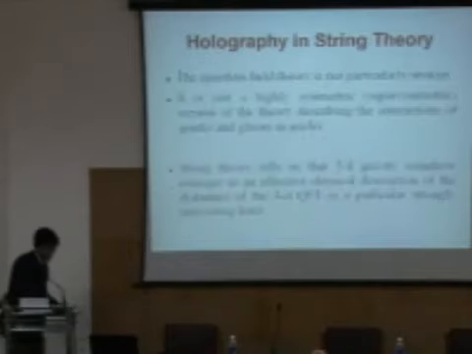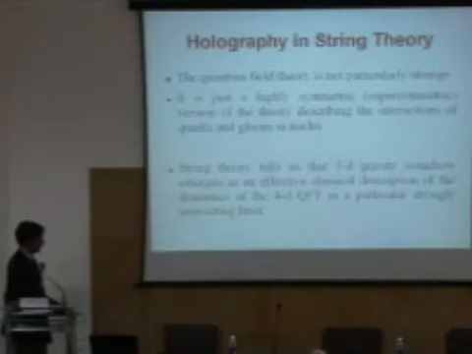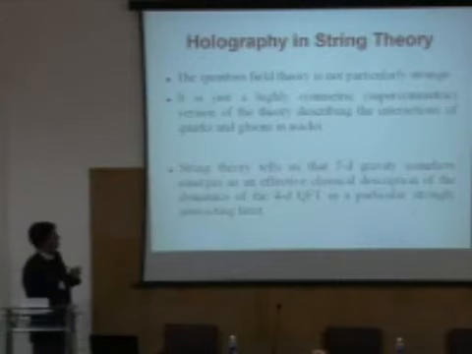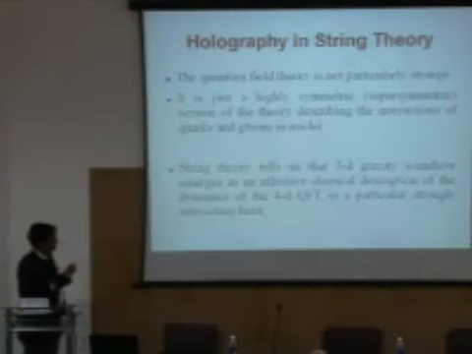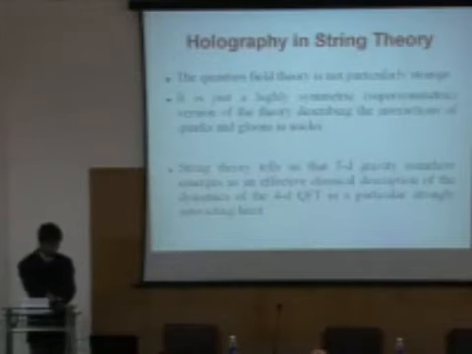And the quantum field theory is not actually a very strange quantum field theory. It's in fact just a highly symmetric version of the theory describing the interactions of quarks and gluons in nuclei. The symmetries really simplify the theory, so it is different, but it's not that different, or not very strange. And so basically what string theory tells us is that 5D gravity somehow emerges as an effective classical description of the 4D quantum field theory in a particular strongly interacting limit.